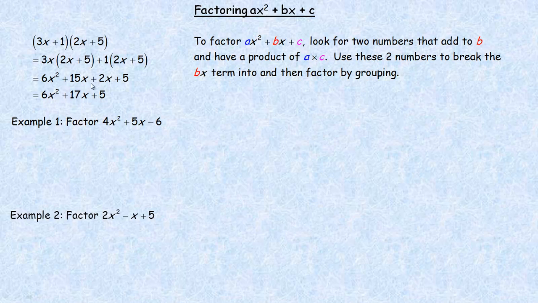So to know which two numbers to use here to break that middle term down into, the two numbers add to 17, but also multiply to the product of these two numbers. And so that's what this instruction is saying over here. To factor ax squared plus bx plus c, you look for two numbers, like the 15 and 2, that add to the b, which is the 17 in that case, and then also have a product of the a times c, which is the 6 and 5, or the a and c here. And you use these two numbers to break the bx term into, and then factor by grouping.